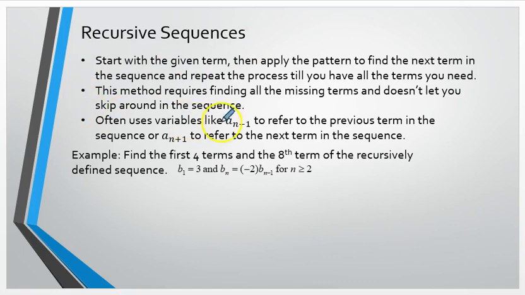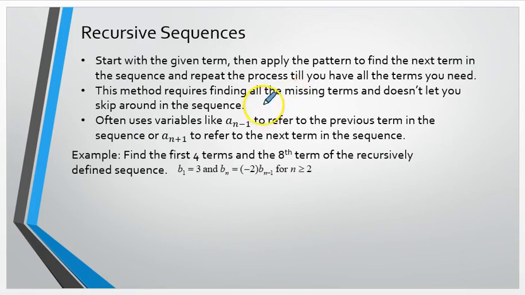Now, one of the disadvantages of this method is that it does require finding all of the missing terms. So if I ask you for the 10th, you can't just plug 10 into a formula and find what that number will be, the 10th term of the sequence. You'll instead have to start with the first one and then perform the operation to find the second, and then perform the operation to find the third. And you'll have to keep going until you fill in all of the ones leading up to the 10th term.